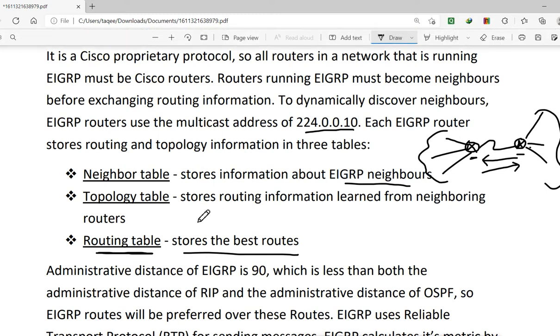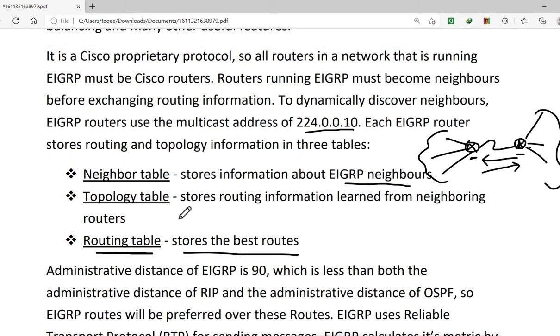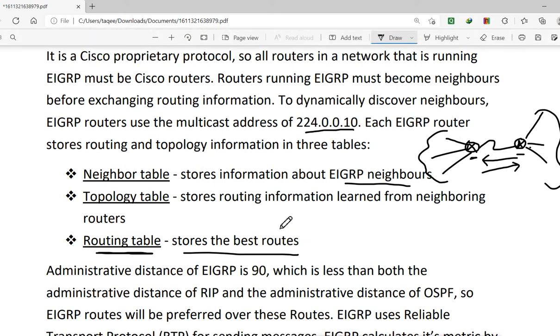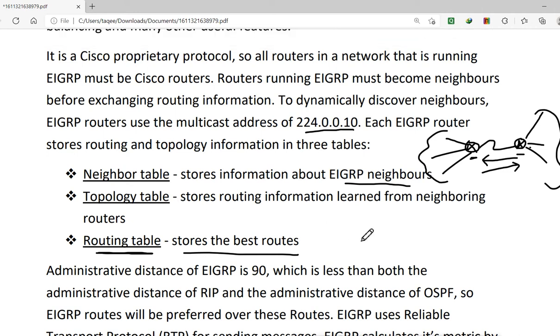Now because of this topology table, EIGRP has the least amount of convergence time. This is the benefit of the topology table: EIGRP has a very low convergence time as compared to other routing protocols like RIP or OSPF. Now what is the convergence time?